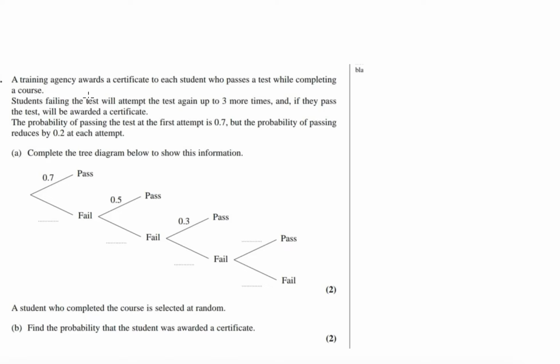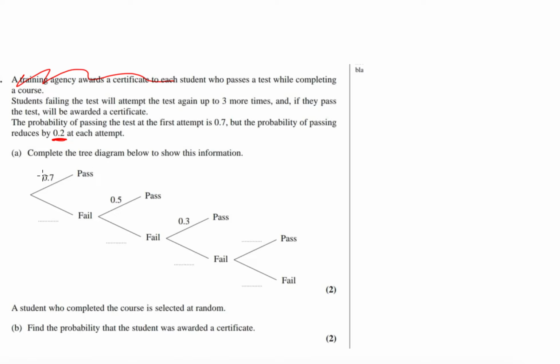A training agency awards a certificate to each student who passes a test while completing a course. Students failing the test will attempt the test up to 3 times more, and if they pass the test, they will be awarded a certificate. Okay, useless, don't like it. That's okay. The probability of passing the test at the first attempt is 0.7, but the probability of passing reduces by 0.2 after each attempt.